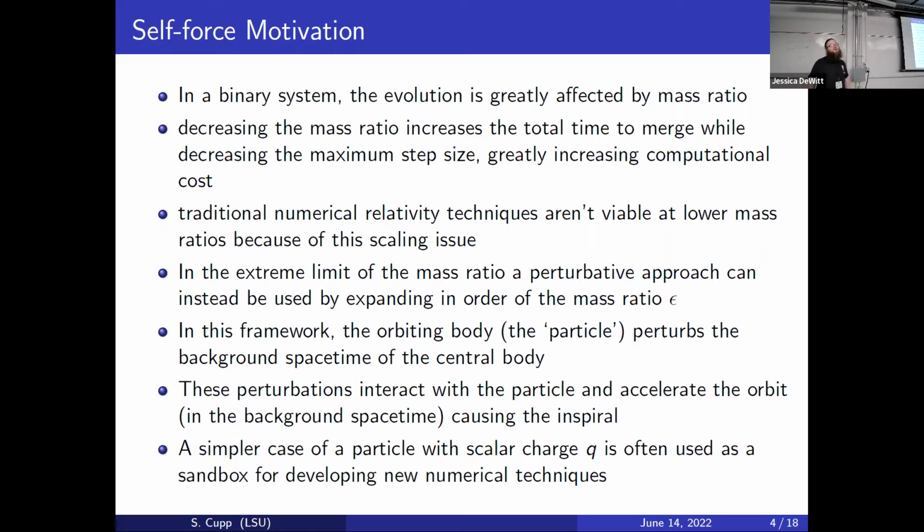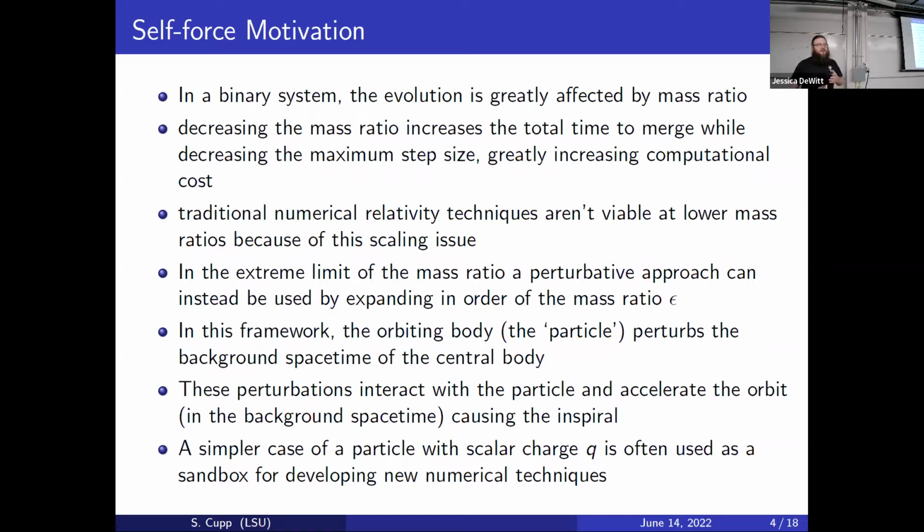So traditional numerical relativity techniques simply aren't viable at these lower mass ratios because of the scaling issue. But in the extreme limit of the mass ratio, we can instead take a perturbative approach where we expand in order of this mass ratio epsilon. So in this framework, the orbiting body, which we're going to refer to as a particle and pretend it's a point mass, regardless of what sort of compact body it is, perturbs the background spacetime of the central body. So these perturbations interact with the particle and accelerate the orbit, causing the inspiral.